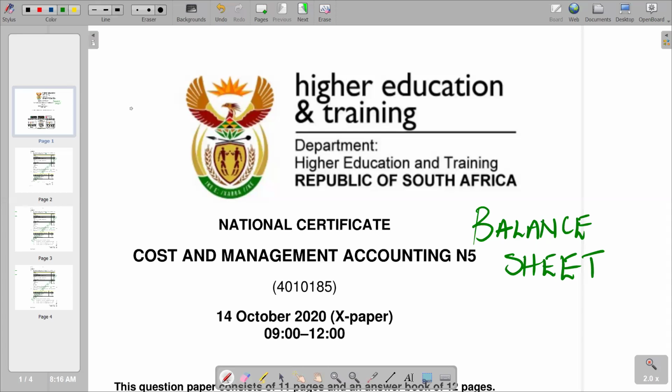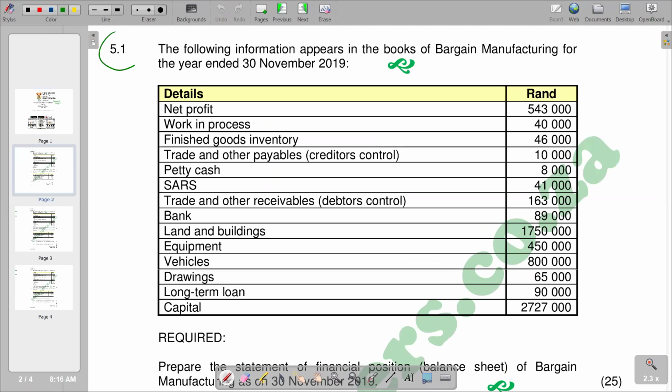We want to look at a question on the preparation of the balance sheet. So we're going to look at a question from the question paper of October 2020. This is going to be our question, which is question 5.1. Our question reads that the following information appears in the books of Bargain Manufacturing for the year ending 3rd November 2019. So you are given details in terms of a list of balances that we have.